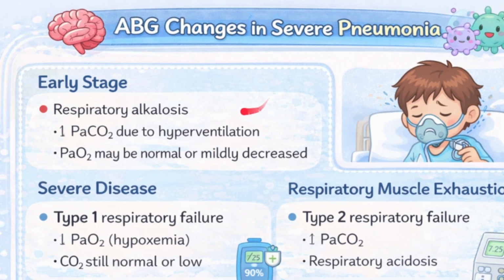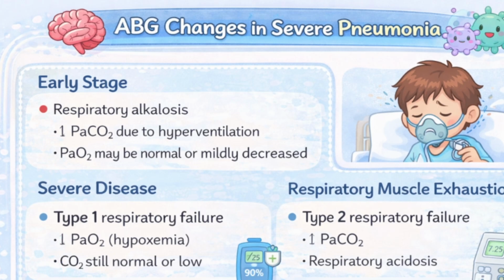So this is a very important pearl. ABG changes in severe pneumonia. In early stage, respiratory alkalosis is present due to hyperventilation. The child is hyperventilating and oxygen comes in a lot and carbon dioxide washes out a lot, that causes respiratory alkalosis.